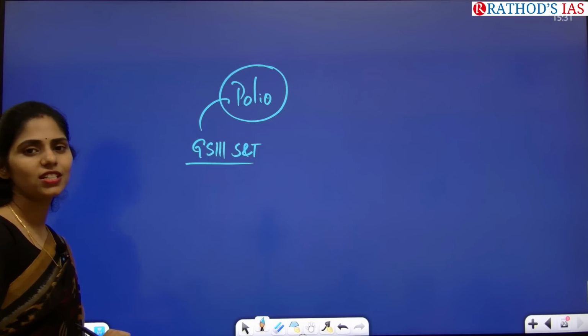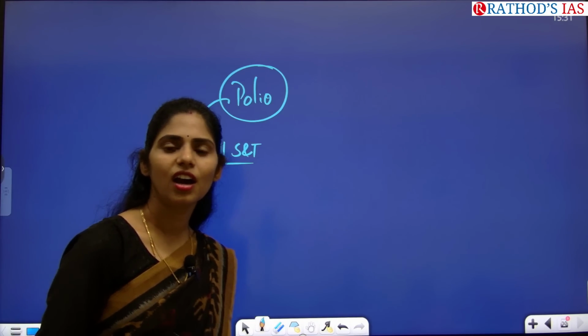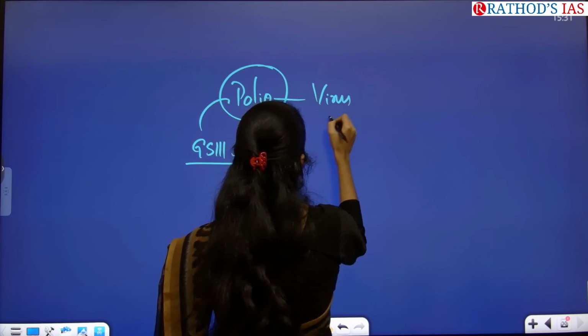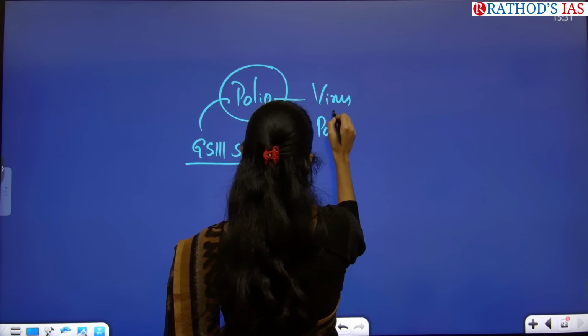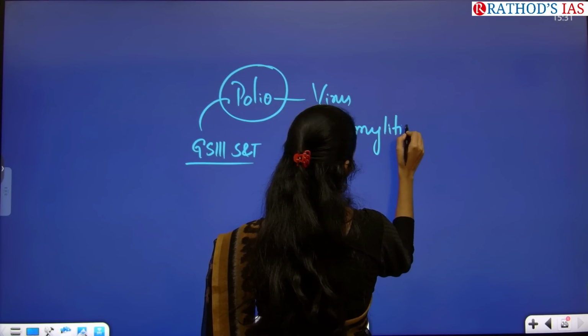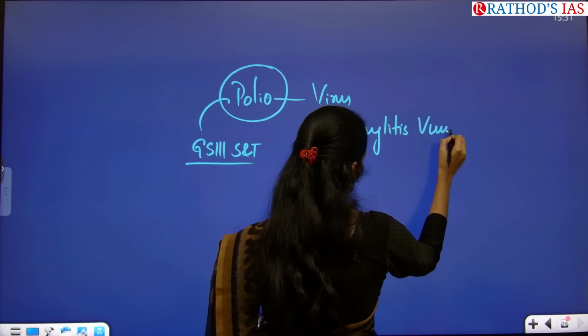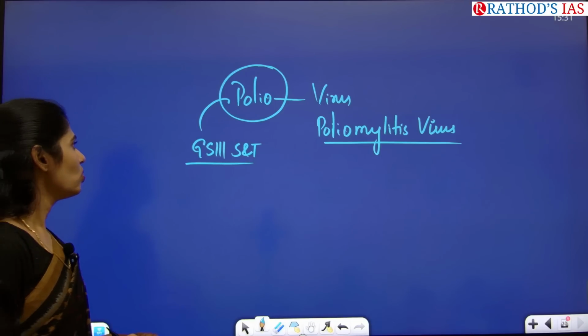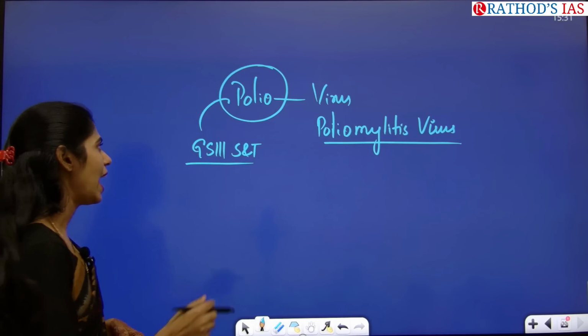So polio, it is a disease caused by virus. So do you know the name of that virus? Poliomyelitis virus. Okay, name of that virus is poliomyelitis virus. So I will tell you the story. So what happened in Meghalaya?